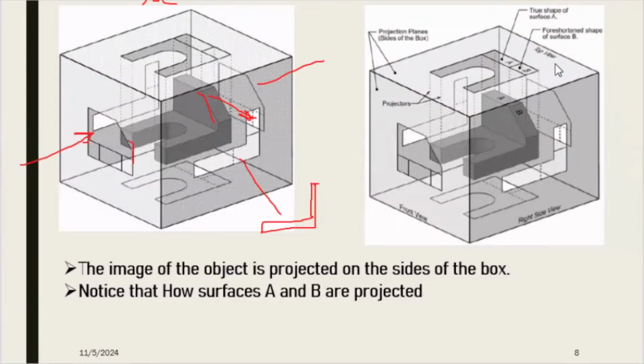So here, so this side and this sides are projection planes and side of the box, okay? So they have named these sides: front view, right side view, top view. So other 3 can't see in here, okay?